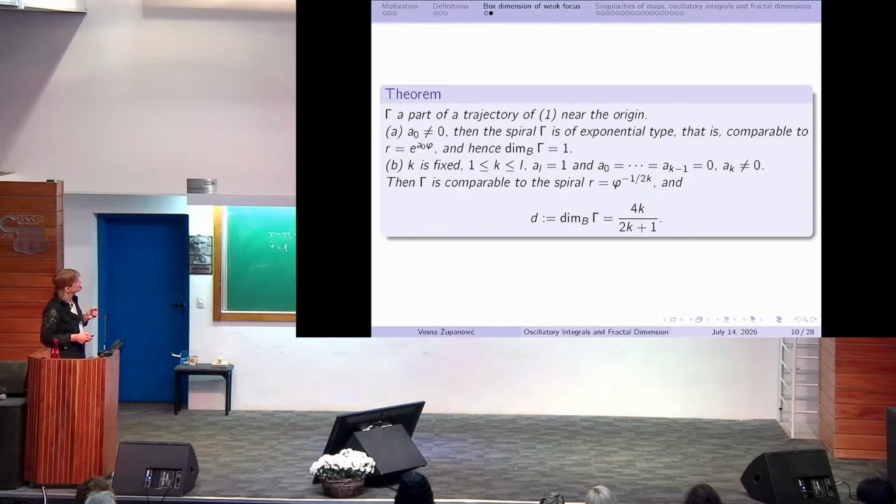The theorem says this: if you have hyperbolicity, it means exponential. Then the dimension is 1, it's trivial. Then you look for the first non-zero k and you obtain this dimension. It means k equal to 1 for this, and if we have k2 here, it is 8, then it is 5.